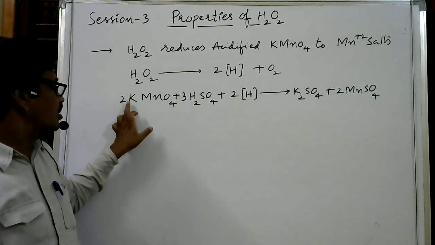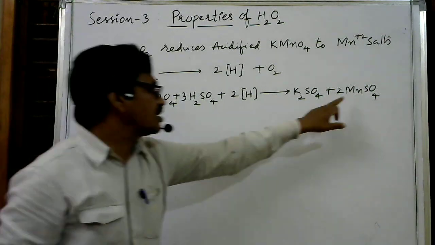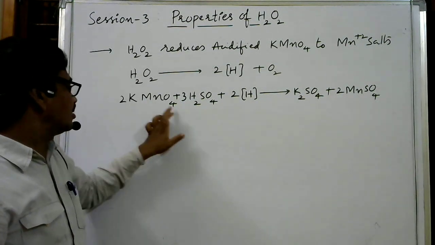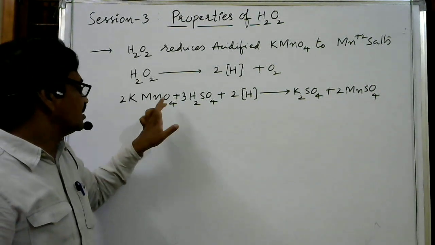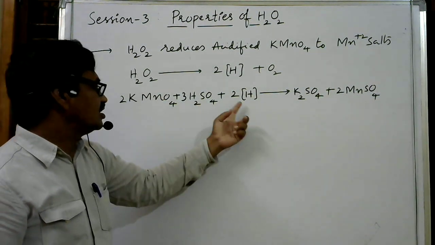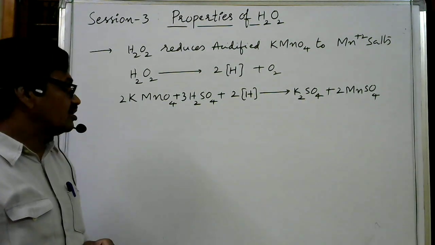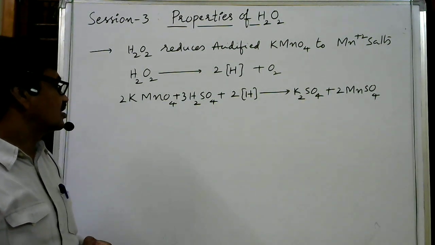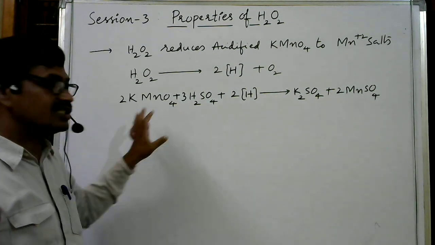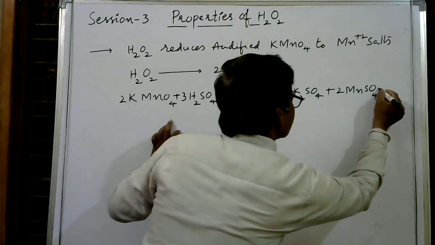These potassiums are eliminated as potassium sulfate, manganese also eliminated as manganese sulfate. The remaining here is oxygens, 2 into 4, 8 oxygens. These 8 oxygens combine with the oxygens remaining here. So here the remaining oxygens are 6. So how many oxygens are required to eliminate all these oxygens as water molecules? 2 into 4 means 8. 8 water molecules I would write here.